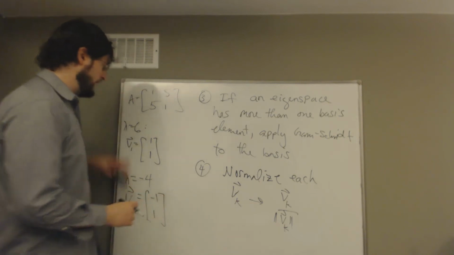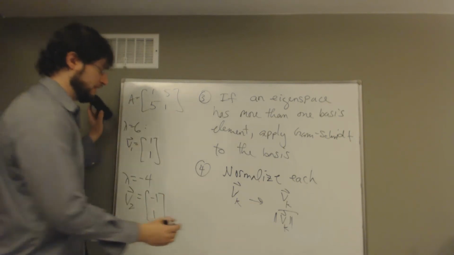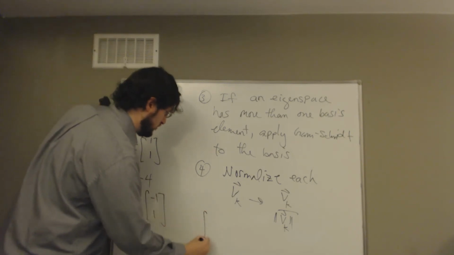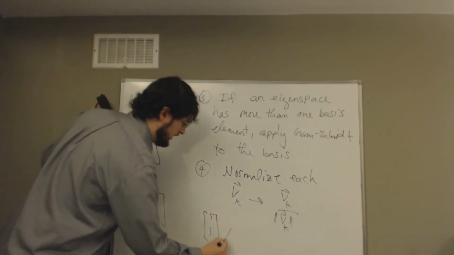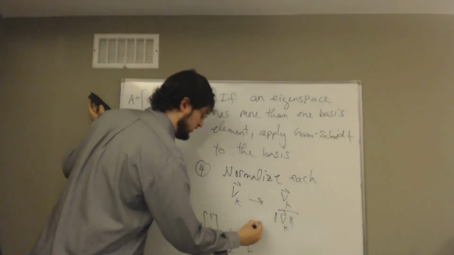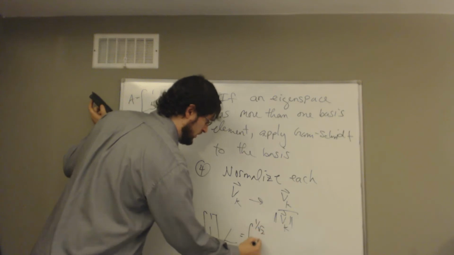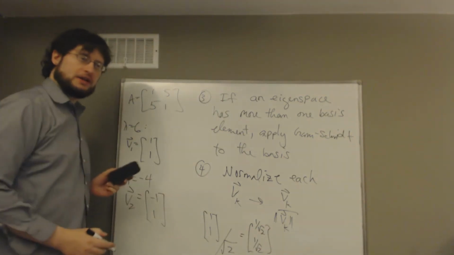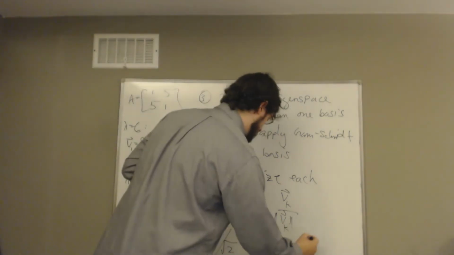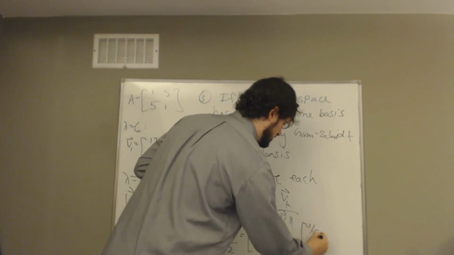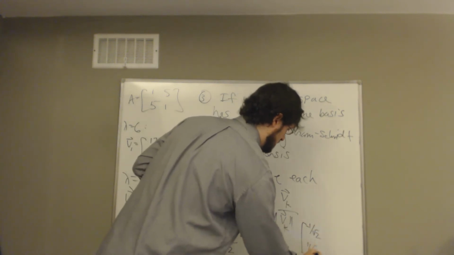So in that case, we can do that for these. What we're actually going to use is 1, 1 divided by the length, which is the square root of 1 squared plus 1 squared, which is 2. So we get 1 over root 2 and 1 over root 2 as our first eigenvector. This one also has a length of root 2. So our second eigenvector is going to be minus 1 over root 2, and then 1 over root 2.